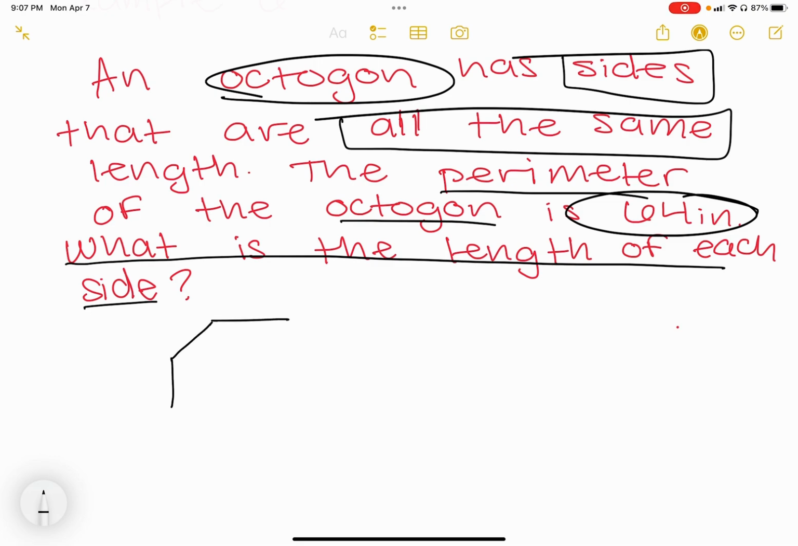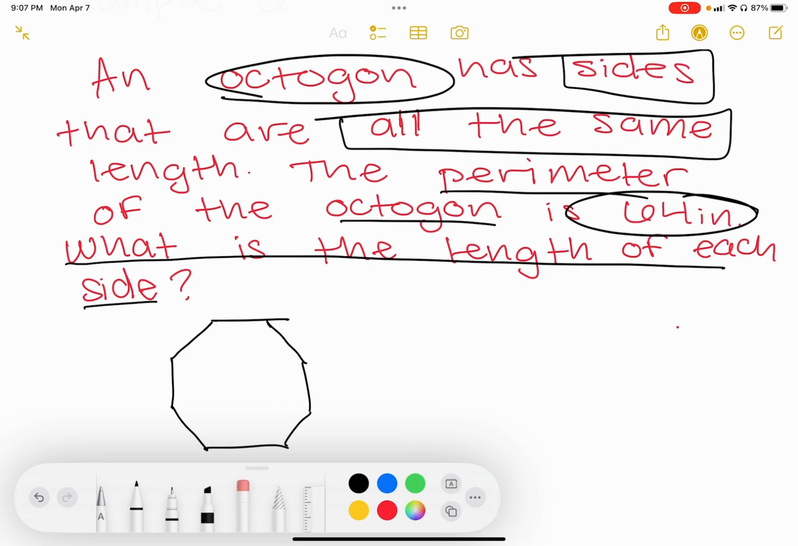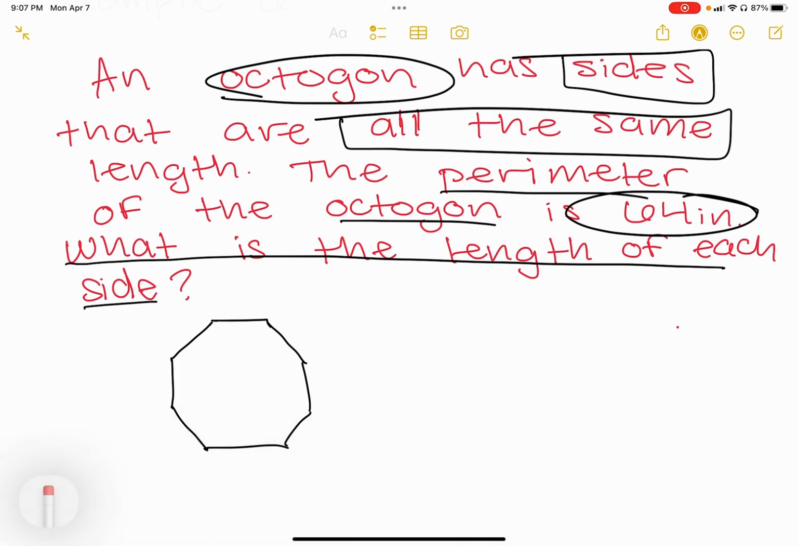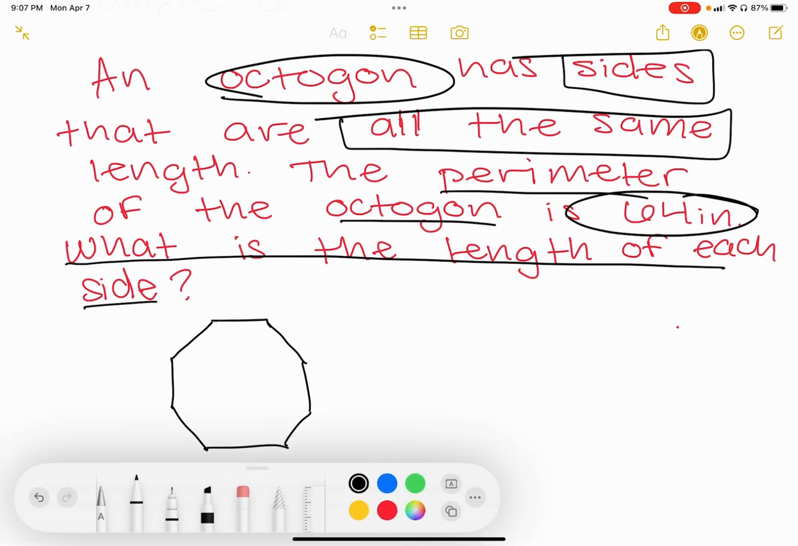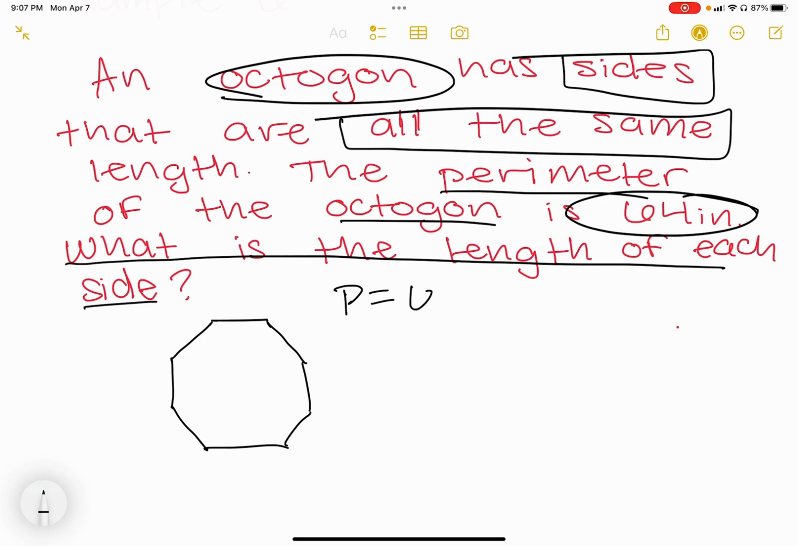So I can try to draw one. Now, we know I'm not a perfect shape drawer. I will do my best. Okay. So say this is my octagon. All right. It has 8 sides. I know that the total perimeter is 64 inches. I need to take that 64 inches and split it up between these 8 sides.